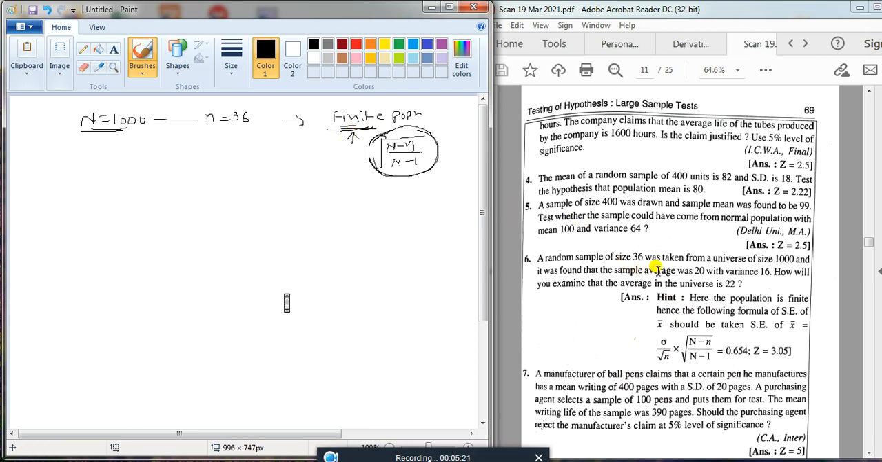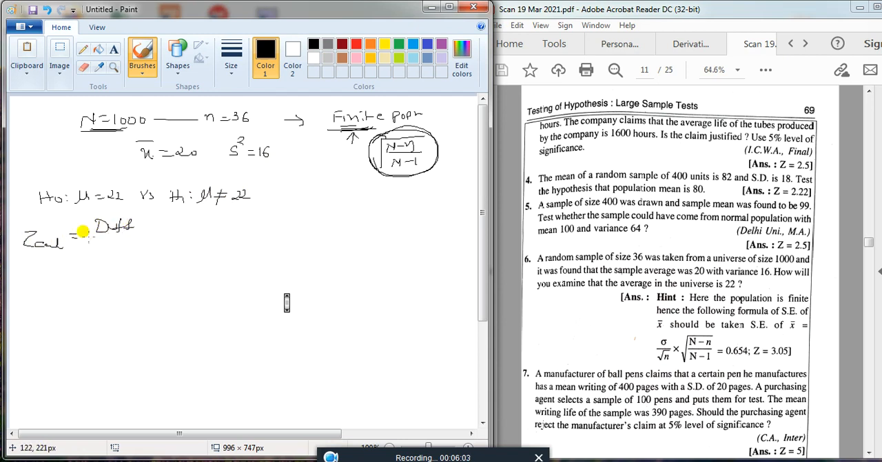So now let me have the question: 36 from the universe 1000. It was found that sample average was 20 with variance 60. So sample average means x bar is equal to 20 and variance s square is equal to 60. Now how will you examine that the average in the universe is 22? So what we need to test: H naught mu is equal to 22 versus H1 mu is not equal to 22.